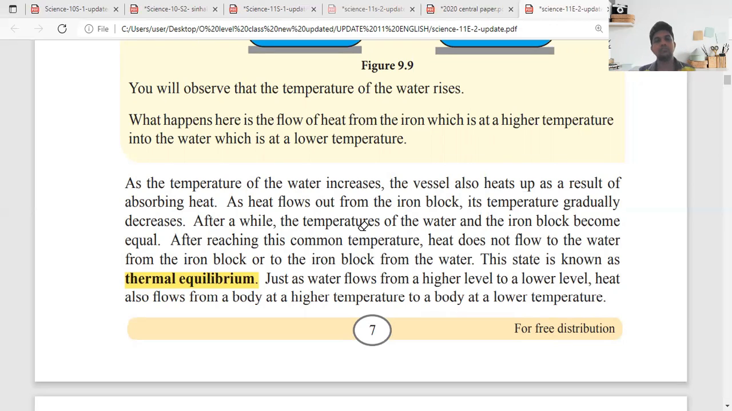After it reaches the same temperature, it does not change. That is why we call it thermal equilibrium.